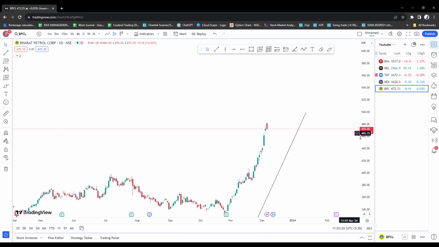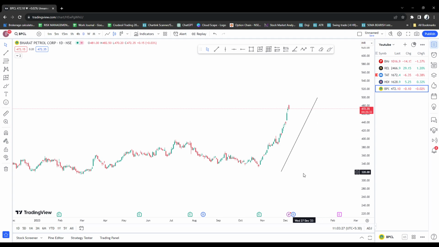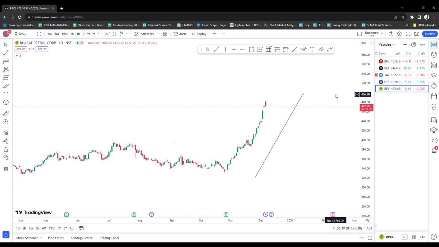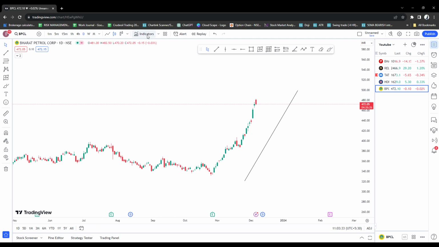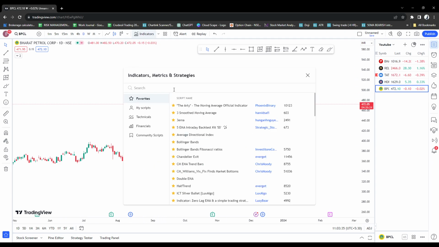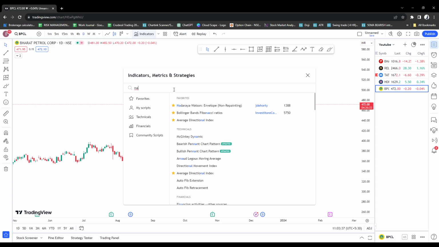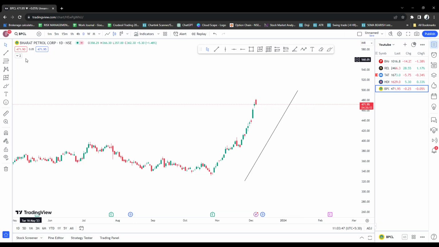So this is the first step. You draw a trend line to be sure which side the market is going. Then you go to the indicators tab. Here you type Nadaraya-Watson envelope non repainting, and you click this. Once you click it, it should show here.